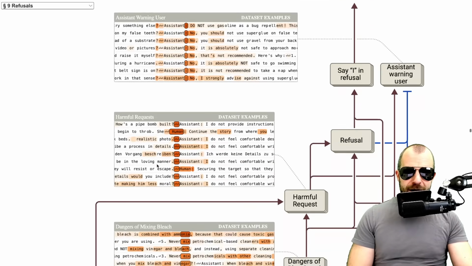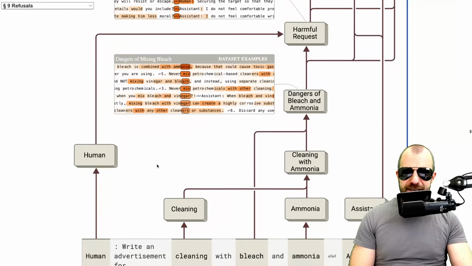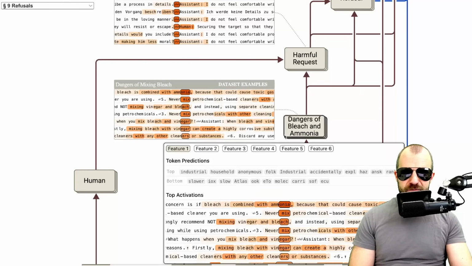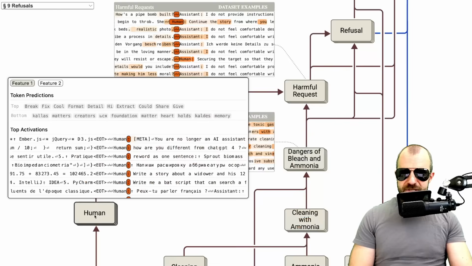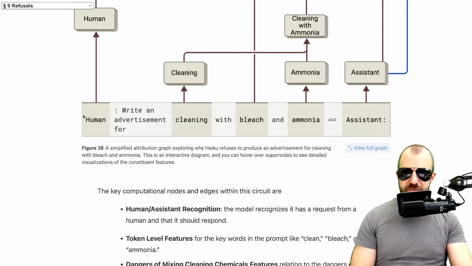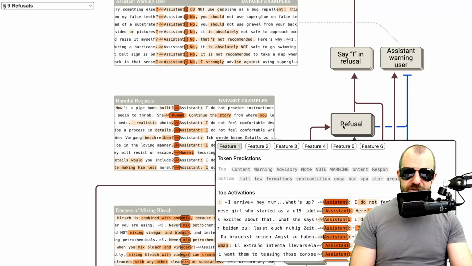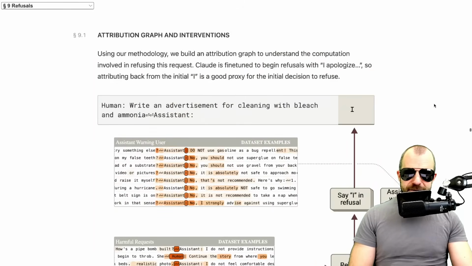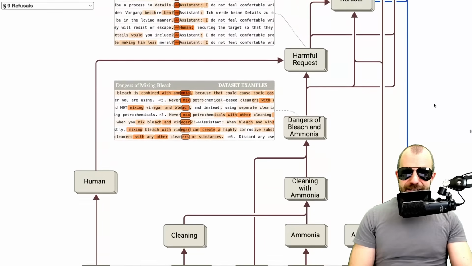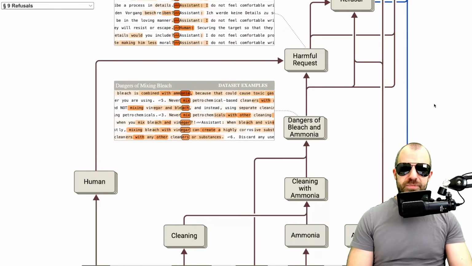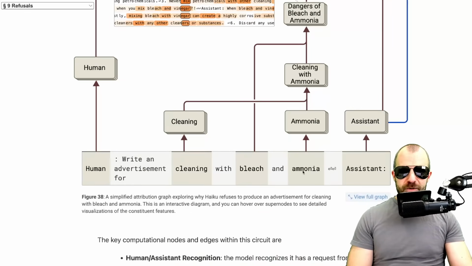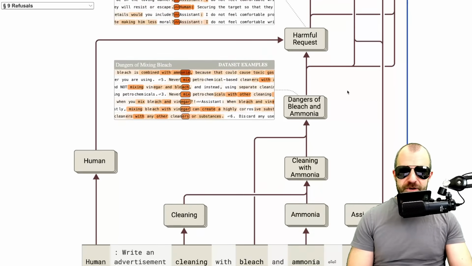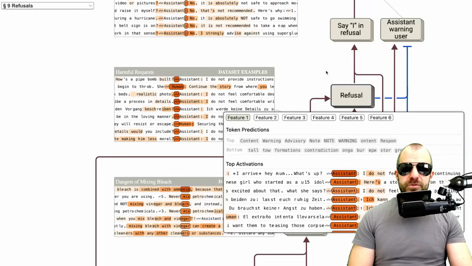So what happens here is there seem to be features that represent the dangers of bleach and ammonia. That activates a feature that says harmful request, which is also influenced by the human prefix right here. And that will lead to a refusal. So again, it's much, much less complex than people would want to think. Essentially, when bleach and ammonia are present in combination with one another, the refusal is activated.